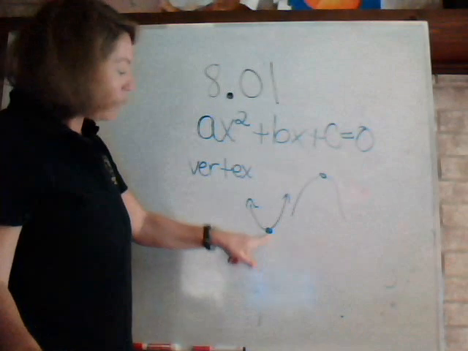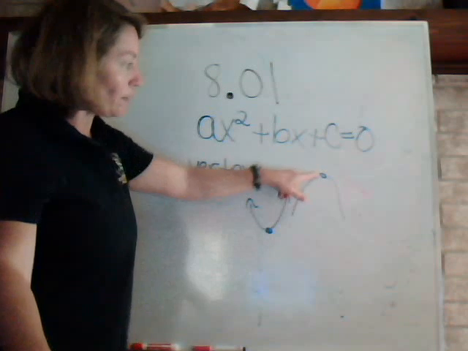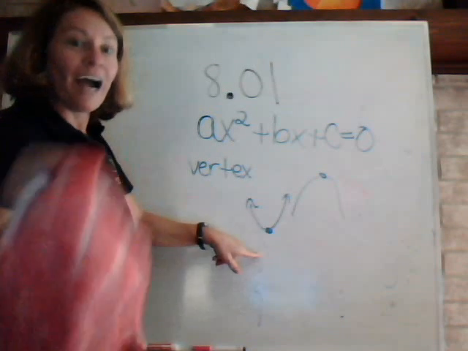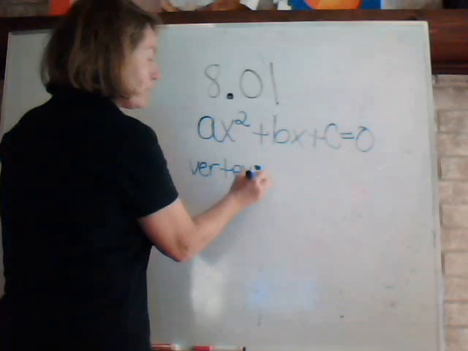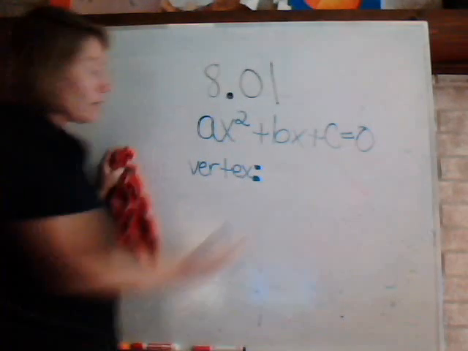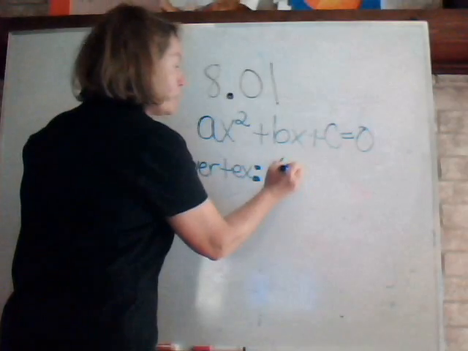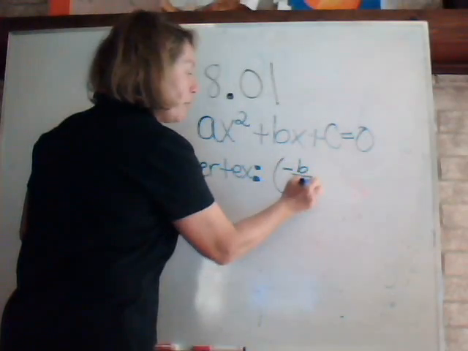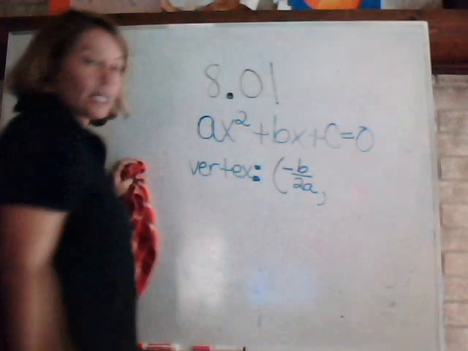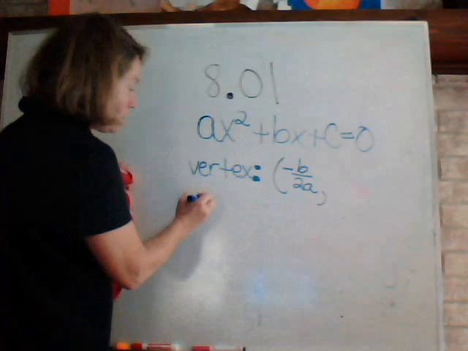That's the vertex, right? At the very top, or this is the top and this is the bottom of the graph. So what's the formula for that vertex? To find the x coordinate, all we do is use negative b over 2a. That's how we get the x coordinate of it. So let's throw in some numbers.